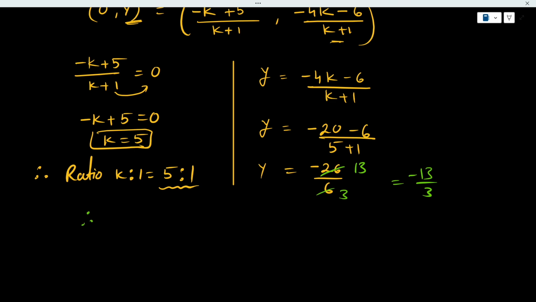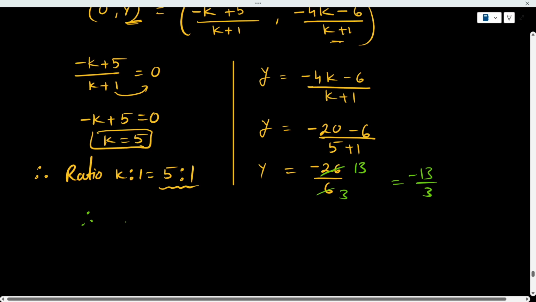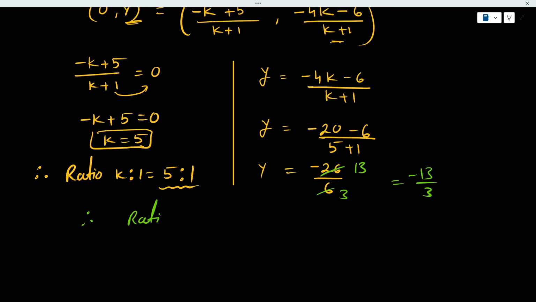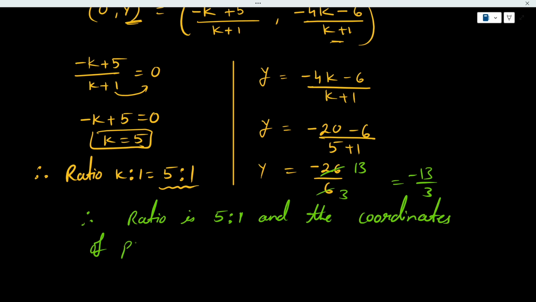Therefore, the ratio is 5 is to 1, and the coordinates of the point of intersection are, you need to conclude your answer for all these subjective type questions, okay? The coordinates of the point of intersection are: x coordinate is 0 and y coordinate is minus 13 by 3.